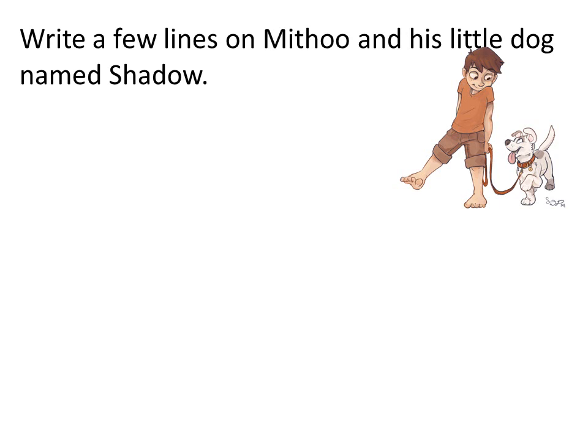Now look at the picture. In this picture, here you can see a boy and a puppy or dog. The boy looks like a shy boy. Write a few lines on Mithoo and his little dog named Shadow. Mithoo looks like 10 years old, like you. And because his puppy always followed him, he named it Shadow.